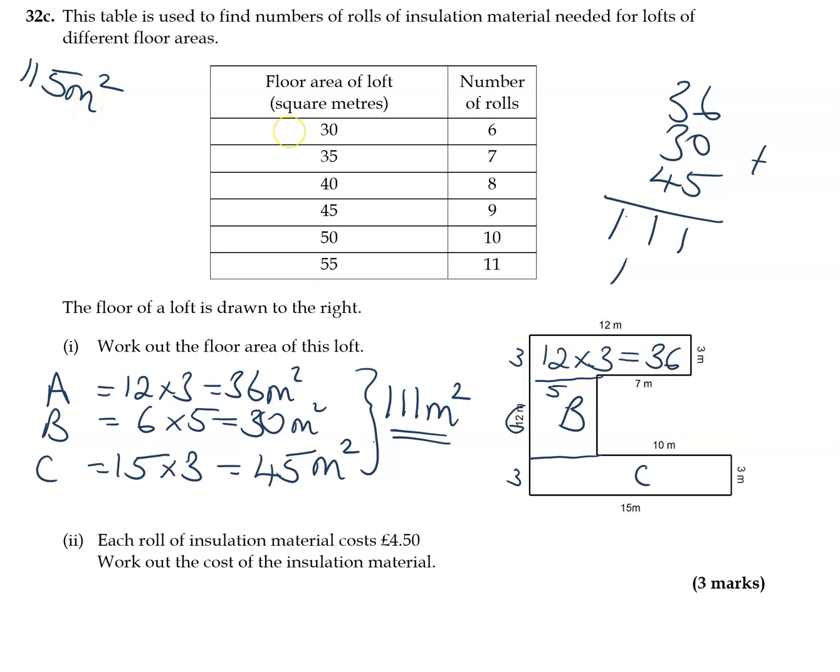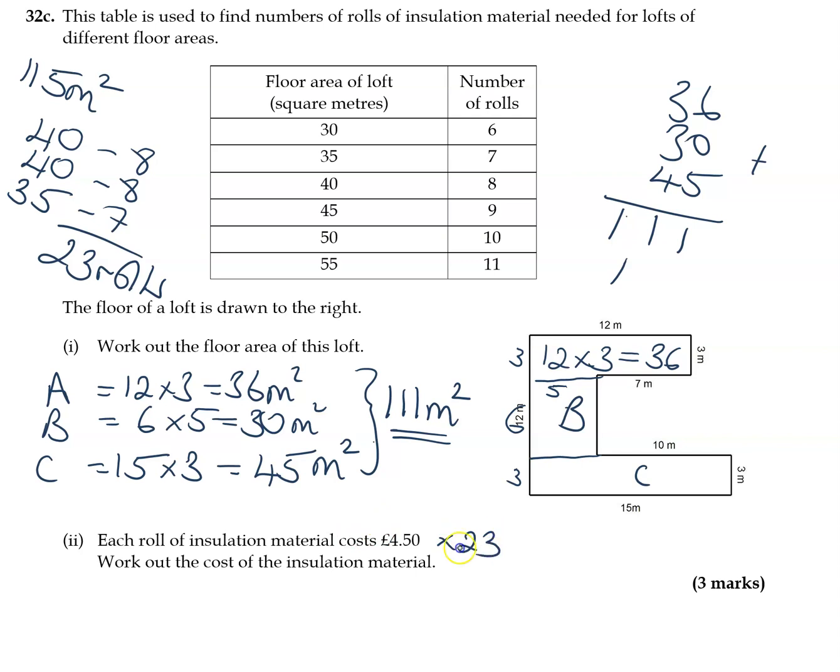Now 115. How are we going to do that? 40 and 40 and 35 will make 115. 40 is 8. 40 is 8. 35 is 7. So we need 16, 23 rolls. So the question boils down to, what is 23 times £4.50? It possibly could be a calculator question, but we should be able to do this without.